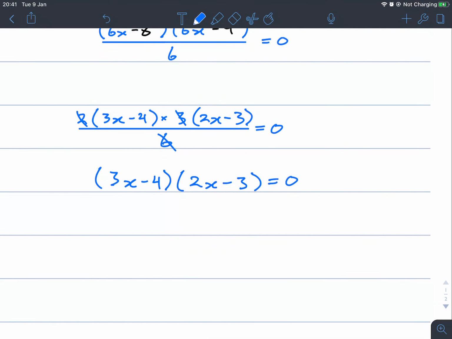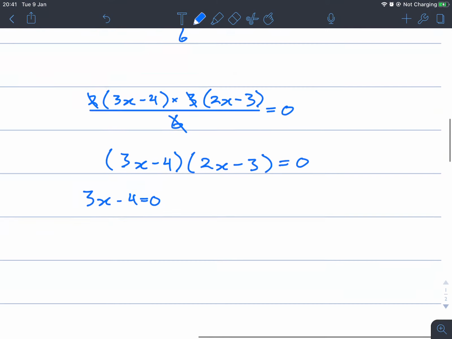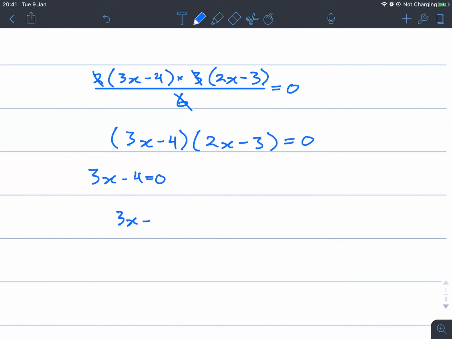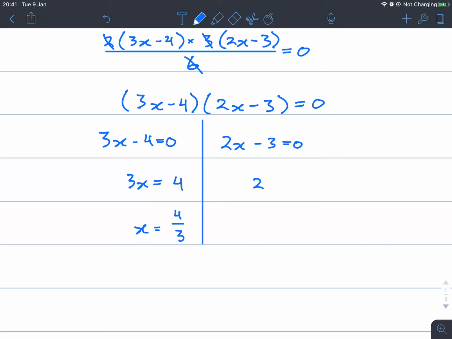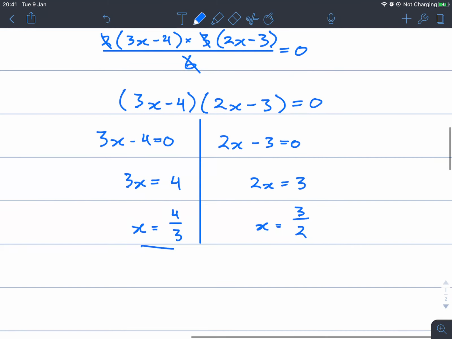And now we can apply the zero product rule, where 3x minus 4 is equal to 0, 3x equals positive 4, and x equals 4 on 3. And lastly, 2x minus 3 is equal to 0, 2x equals positive 3, and x equals 3 on 2. And these are the last two answers for this last example.